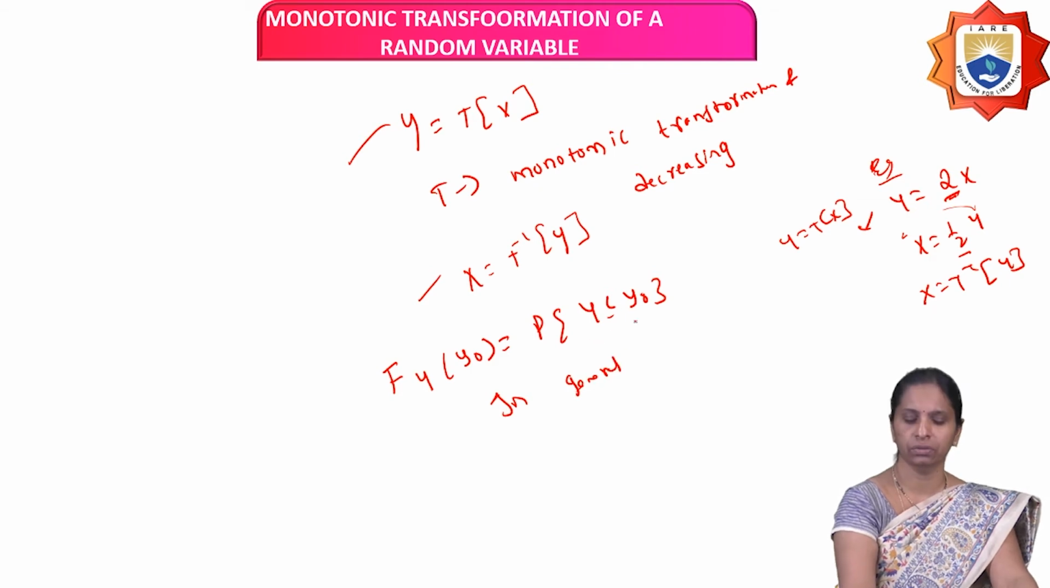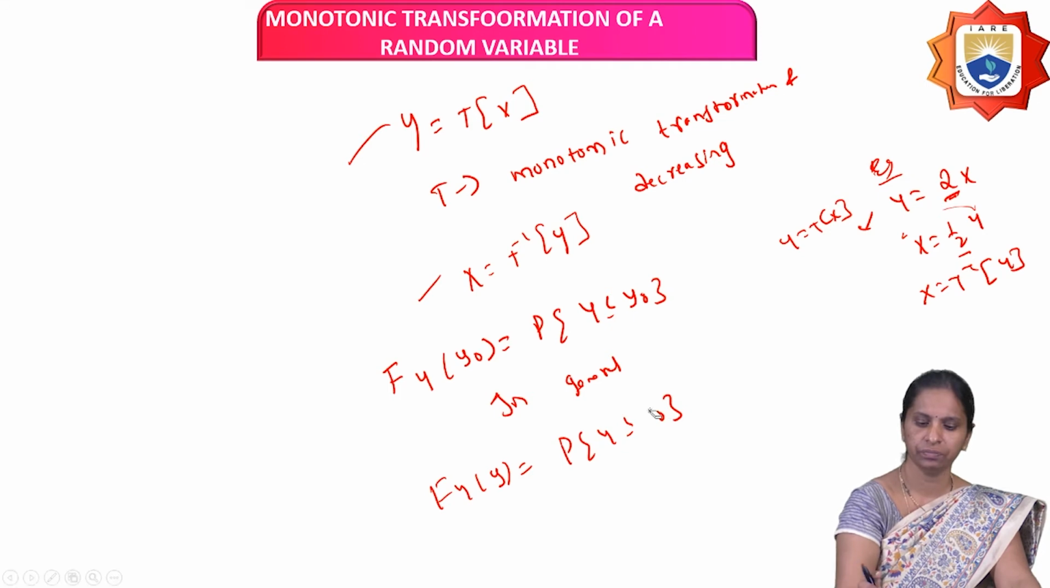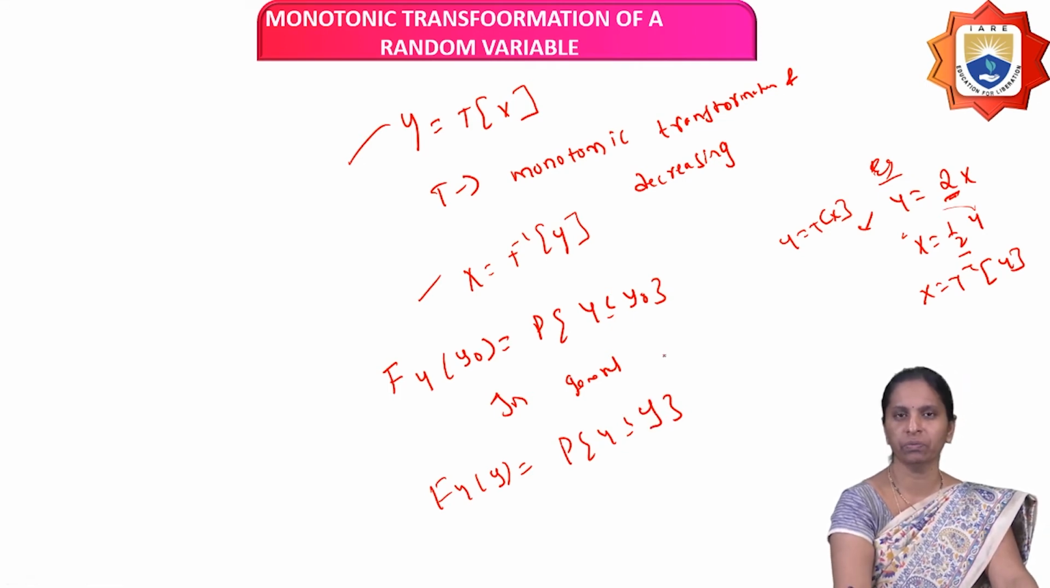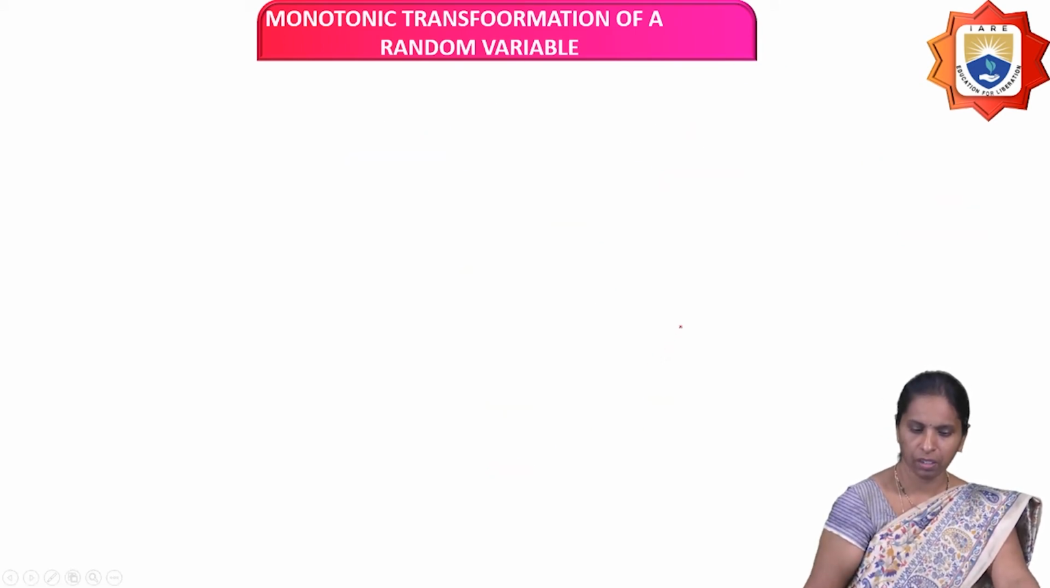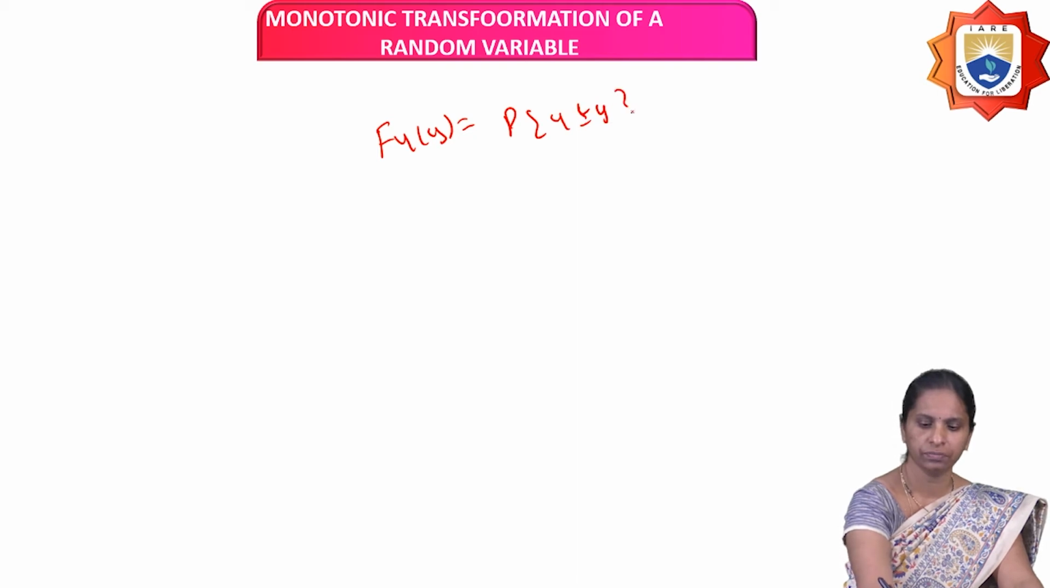In general, for any value, how can you take here? F_Y(y) is equal to P(Y less than or equal to y). Sorry, not y naught, this is y. So what is small y? It may be y naught, y1, y2, so it may be any value. In general, I am writing here. So F_Y(y) is nothing but P(Y less than or equal to y).